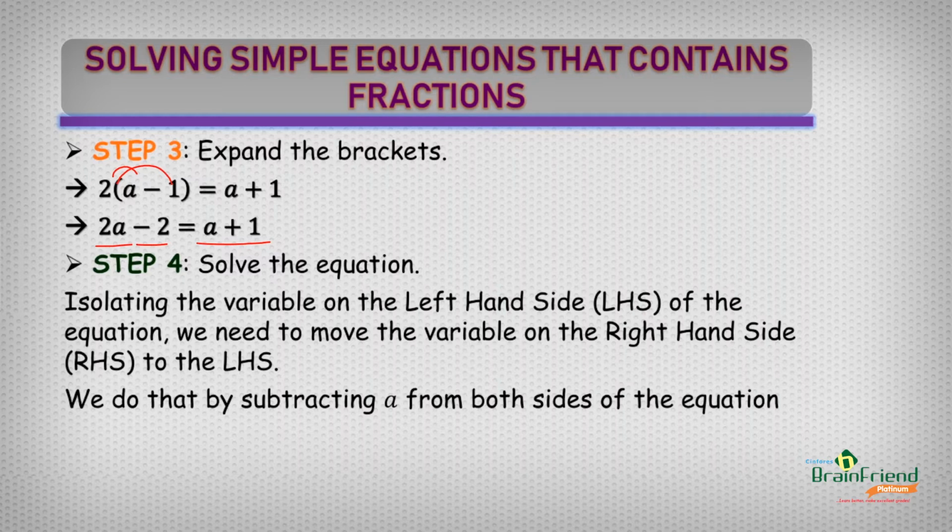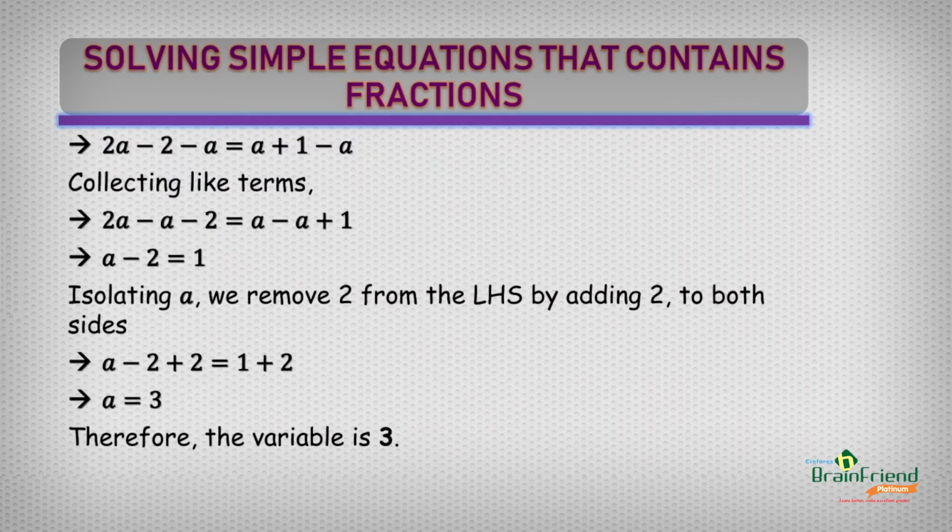Now we solve our equation. So we will isolate our variable on the left-hand side of the equation. To do this, we need to move the variable on the right-hand side of the equation to the left-hand side of the equation. Now we do that by subtracting a from both sides of the equation. This will give us 2a minus 2 minus a is equal to a plus 1 minus a. Collecting like terms, we will have 2a minus a minus 2 is equal to a minus a plus 1.